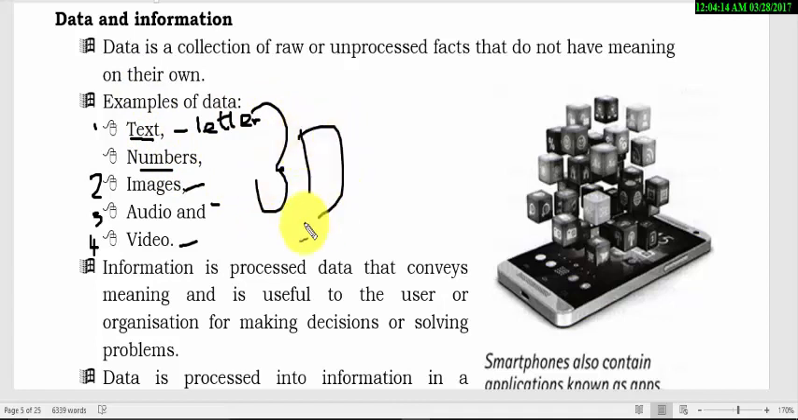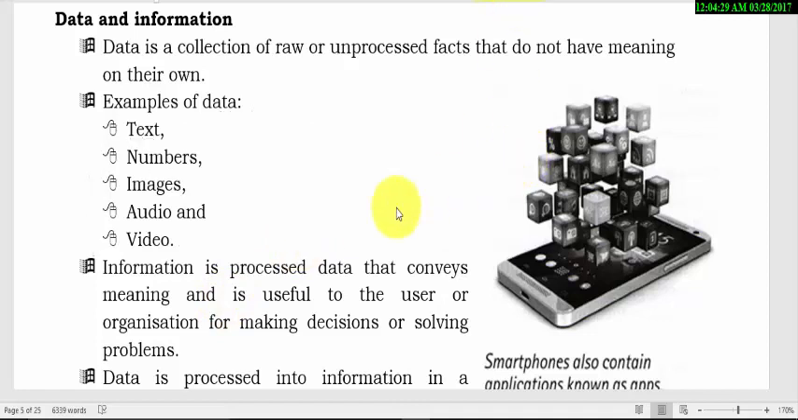So this is what we call data. I'll write here like this. That is what we call data: the text, numbers, images, audio, and videos, the ones we discussed earlier. So these can be put together to make one. Thank you very much, students. I hope you have understood that one. So we move on down there.